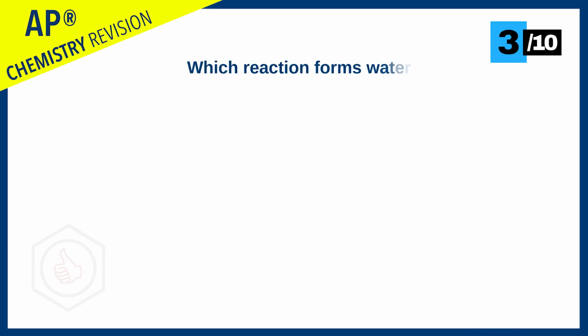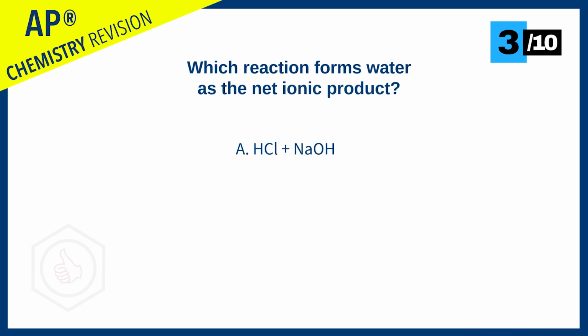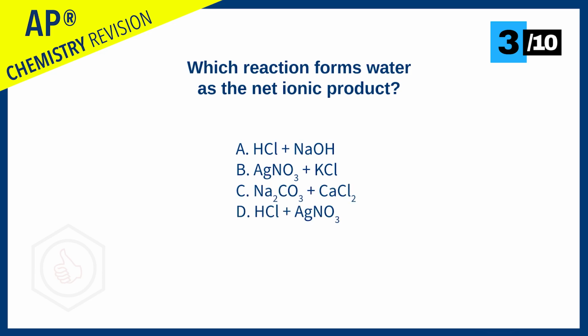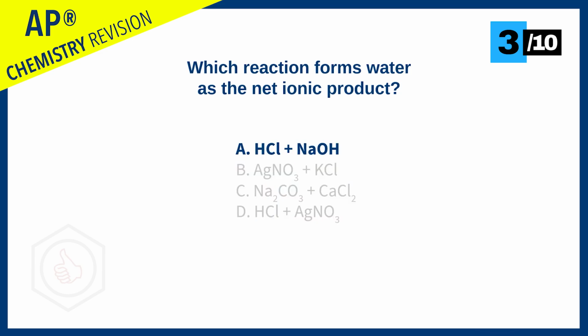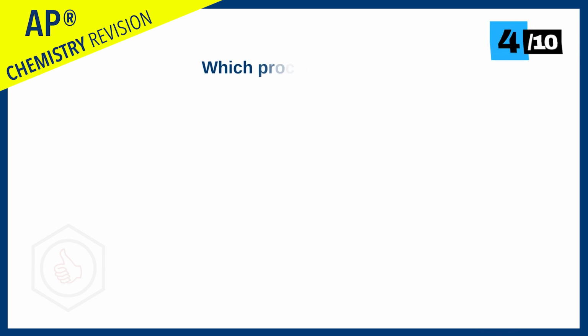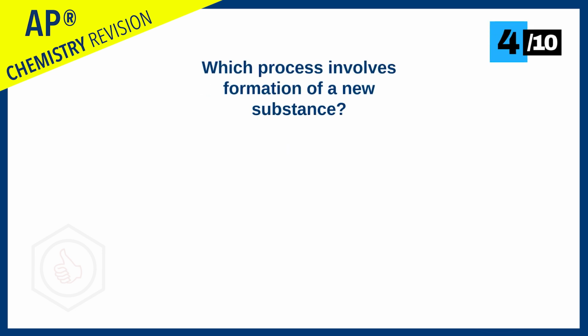Which reaction forms water as the net ionic product? HCl plus NaOH, AgNO3 plus KCl, Na2CO3 plus CaCl2, or HCl plus AgNO3? The answer is HCl plus NaOH, because the HCl exists as H+ and Cl- ions in solution, and the NaOH, Na+ and OH-. The H+ and OH- ions combine to form water, but the chloride and sodium ions remain as ions in solution, spectator ions.